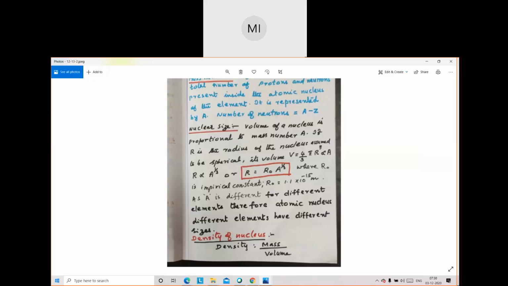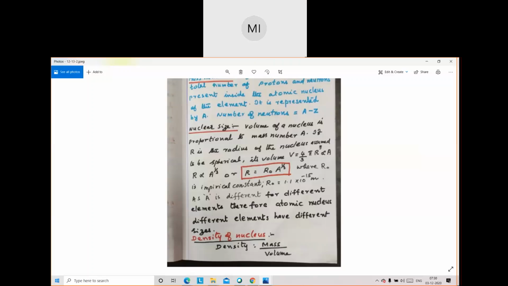Mass number is the size of the nucleus. That is, as the number increases, the size increases. So will the size vary? Will it vary with which number? Size of the nucleus, like size of the atom, varies with which number? Size of the nucleus.